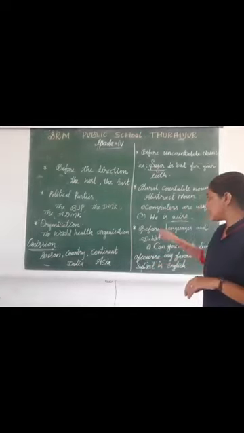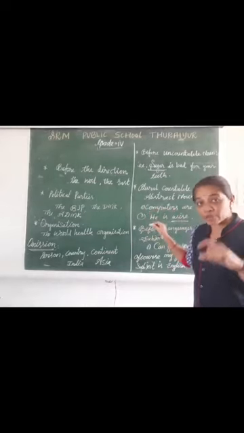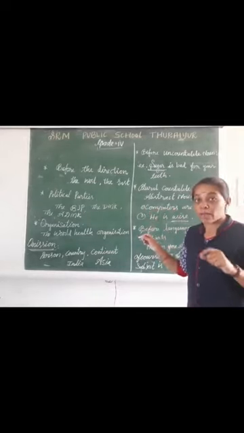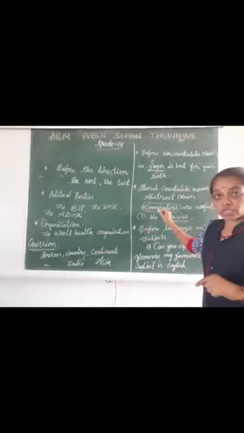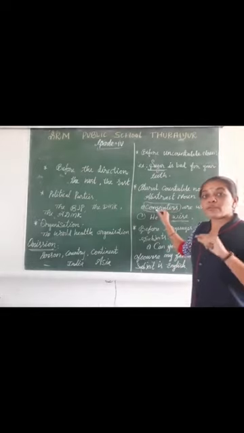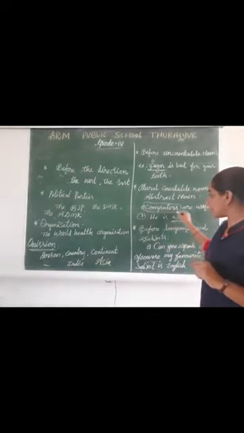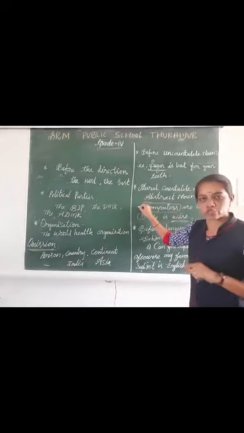For example, computers are useful. Here, computer is a countable noun, but here we mention computers, a plural noun. So we cannot add an article before the plural noun. Here, computers, plural, we cannot add any article to this.